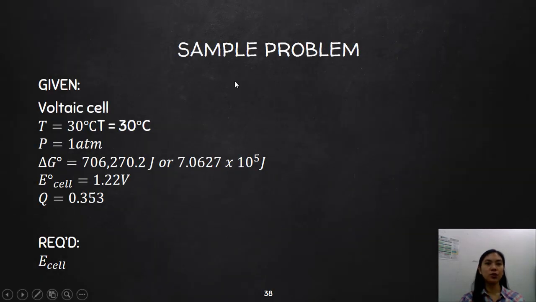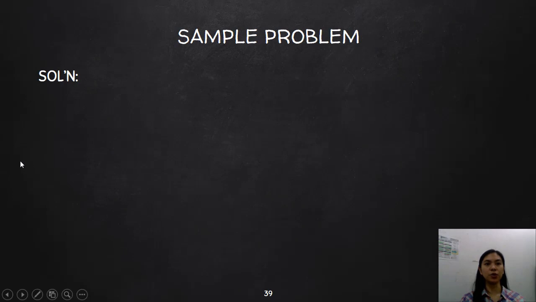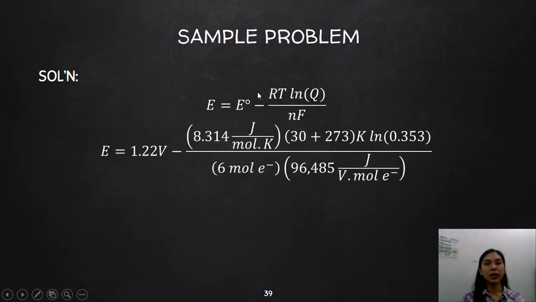So, of course, ito na po yung mga solve natin kanina. You're given temperature, which is 30 degrees Celsius, pressure of 1 atmosphere, the delta G naught as we have calculated, your standard cell potential, which is 1.22, and your reaction quotient, which is given as 0.353. So, we are to calculate for the cell potential. Solution. So, this is your Nernst equation. Na-introduce naman na yan kanina. And then, ilalagay lang po natin yung mga values na meron na tayo.